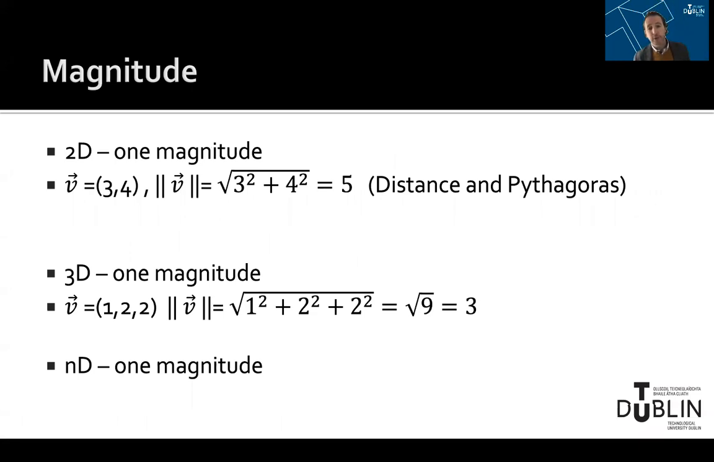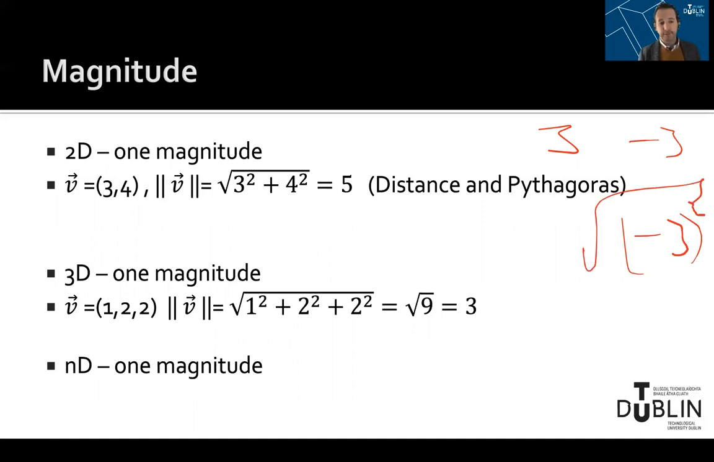In 1D, it's trivial. If you're given the number 3, what's the length of 3? 3 is 3. Now, what's the length of minus 3? 3 as well. You just take the absolute value. Or you could go to all the trouble and say minus 3 squared, and square root it.